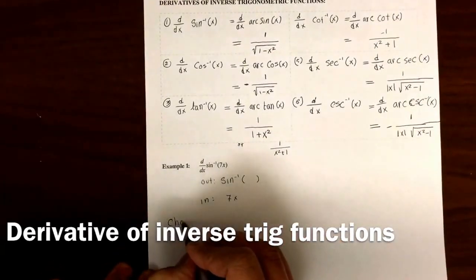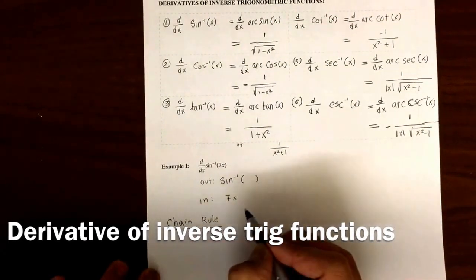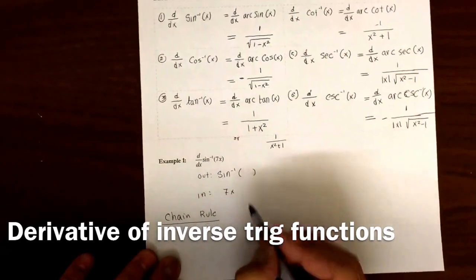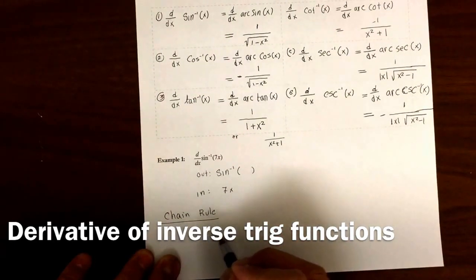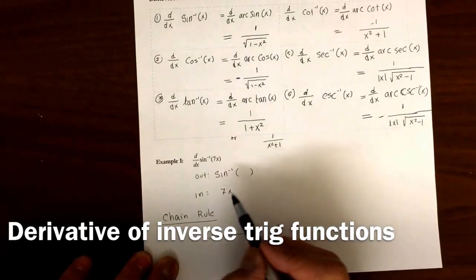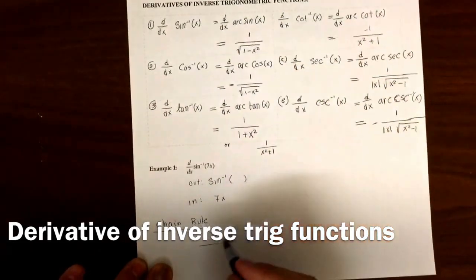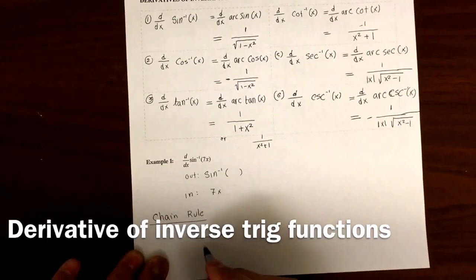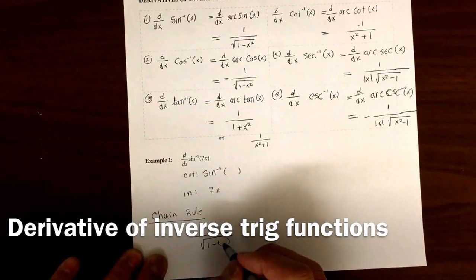Chain rule says, what does it say? It tells us to start with the outside function. So I'm going to start by taking the derivative of the outside function. The derivative of sine inverse is 1 over that, okay? So we go 1 over the square root of 1 minus whatever was originally inside the parentheses, and that is 7x, okay?